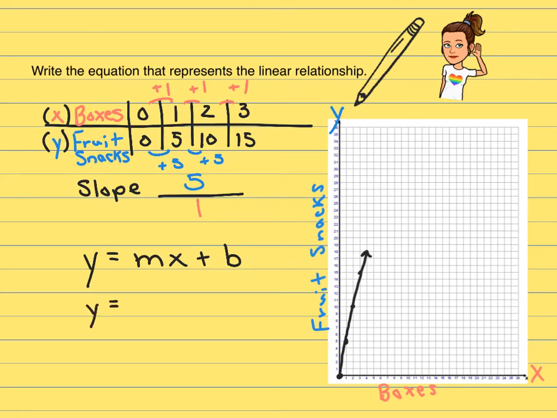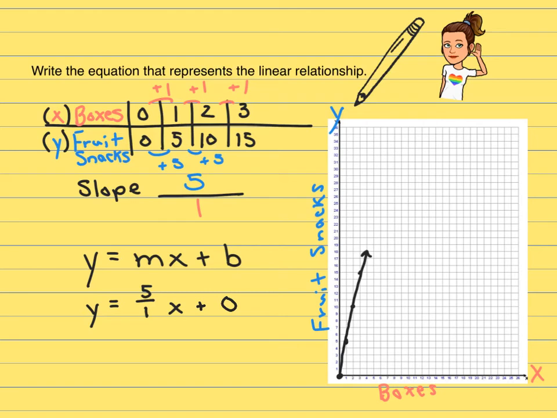Y equals m, the ratio of slope, so we can write 5 first, times x, and then we have plus b. Now b is the y-intercept. Y-intercept means where does the line intercept or pass through the y-axis. It passes or crosses through the y-axis right at 0. So we can write plus 0 in our equation.